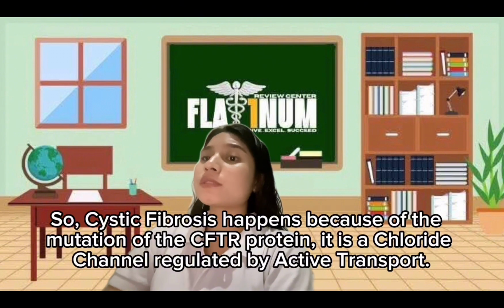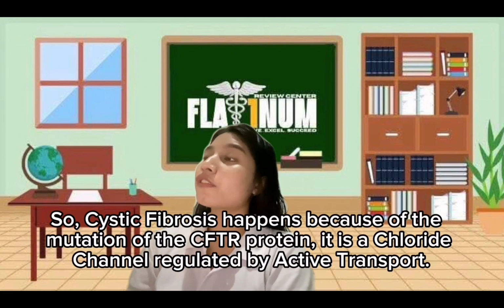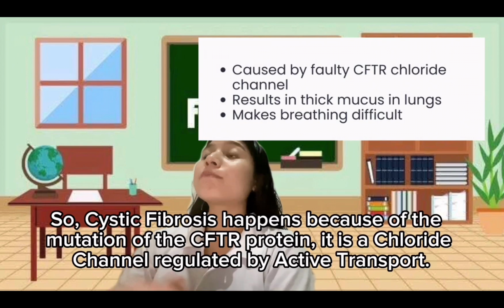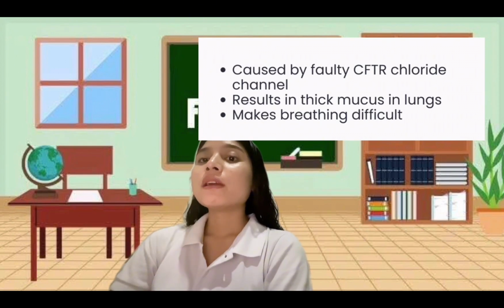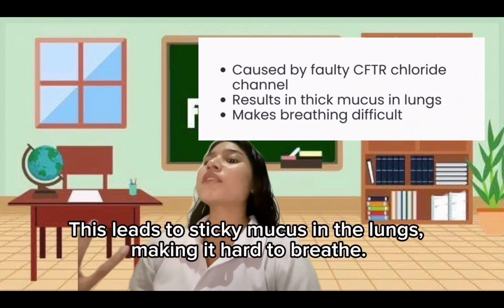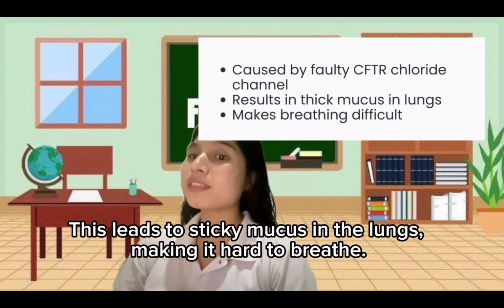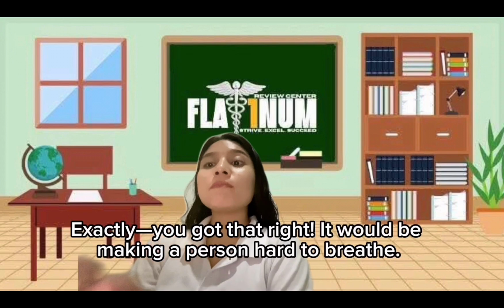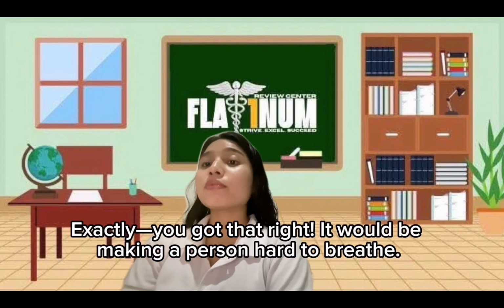Cystic fibrosis happens because of a mutation of the CFTR protein. It is a chloride channel regulated by active transport. This leads to sticky mucus in the lungs, making it hard to breathe. Exactly, you got that right. It would make it hard for a person to breathe.